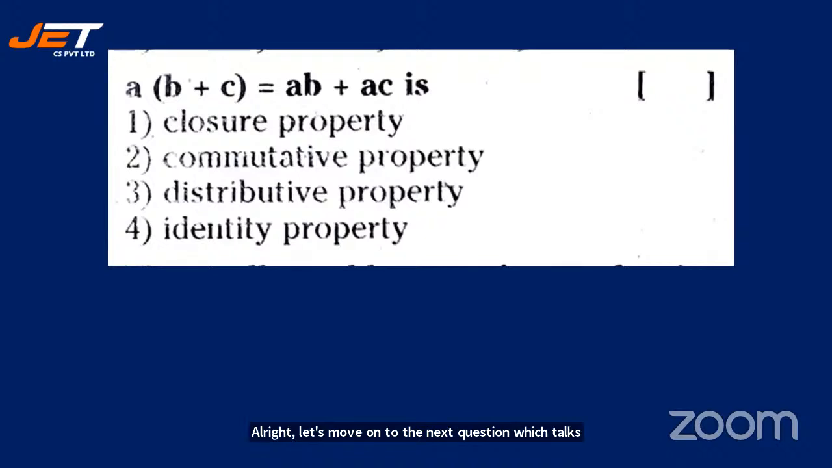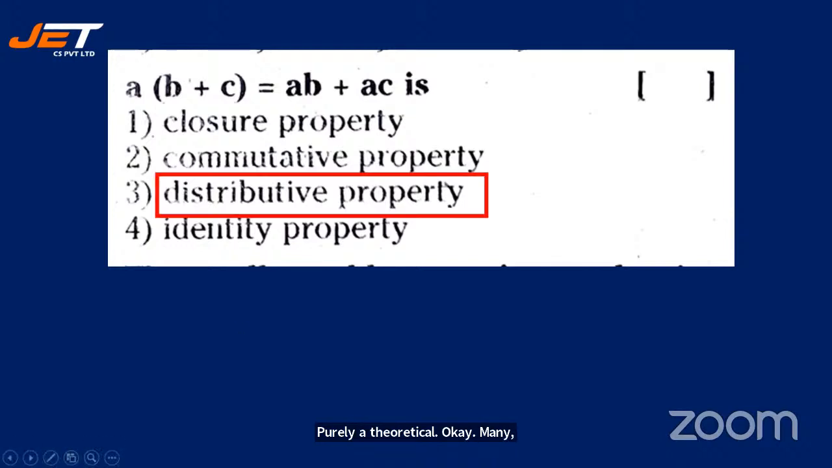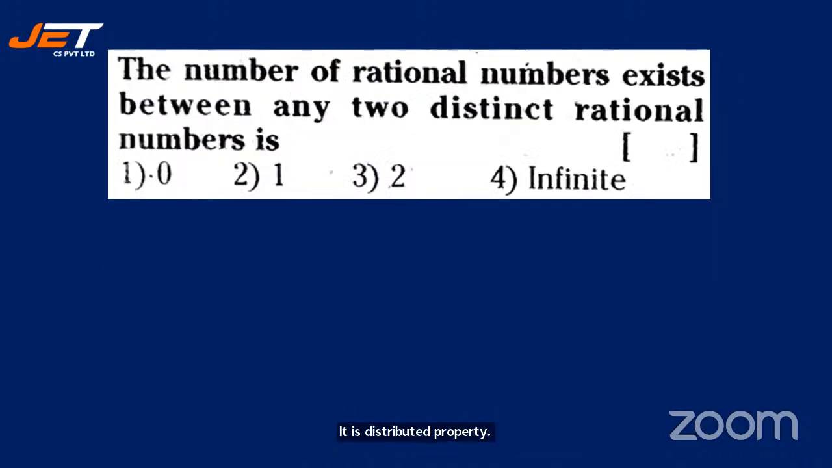A into B plus C is equal to AB plus AC is what property? Closure property, commutative property, distributive property, or identity property? For this, I'm sure you all must be giving me the right answer. It does not require any calculations. It's purely a theoretical question. Okay, many say option 2 as the right answer. It is distributive property. All right. Yes, see the next question.